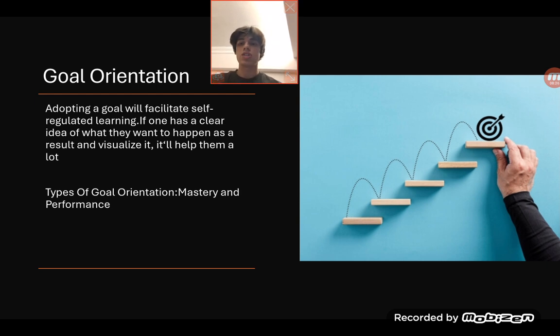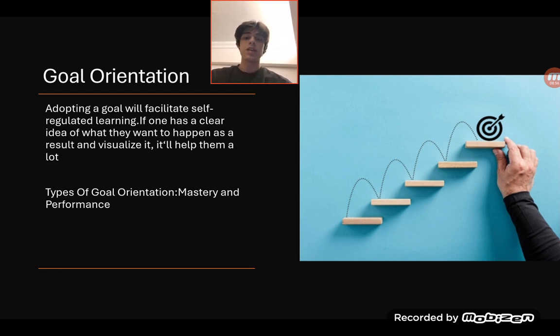Goal orientation. Adopting a goal will facilitate self regulated learning. If one has a clear idea of what they want to happen as a result and visualizes it in their head, it will help them a lot. There are two types of goal orientation: mastery goal orientation and performance goal orientation. I'm going to explain them in detail now.